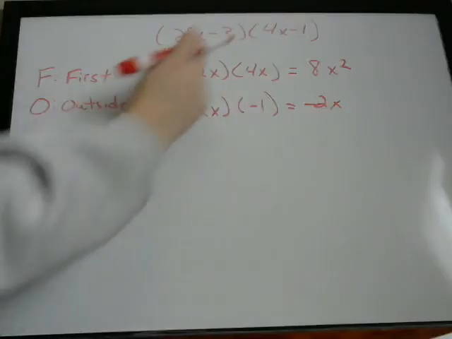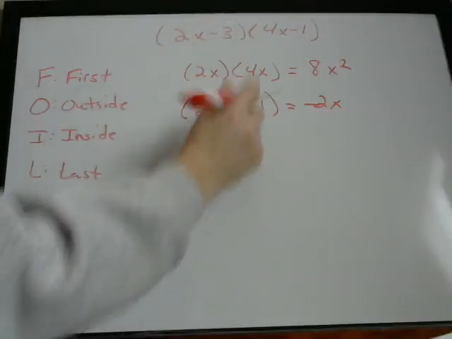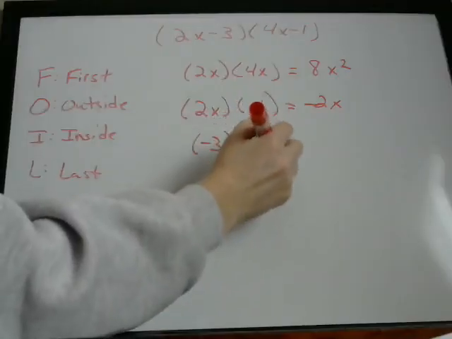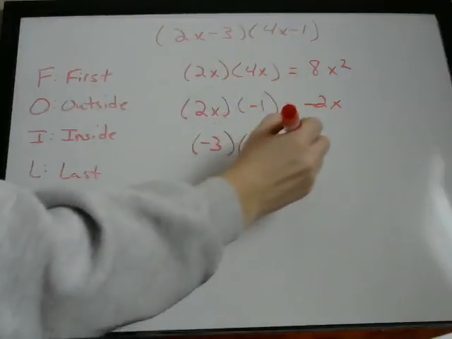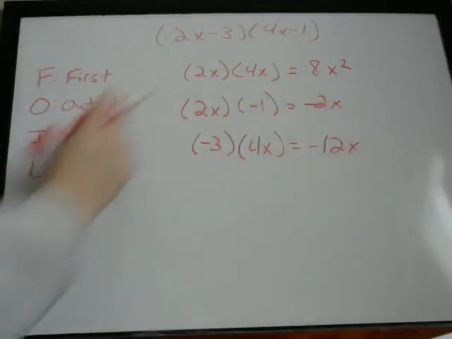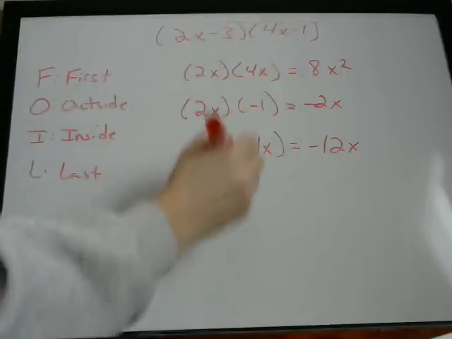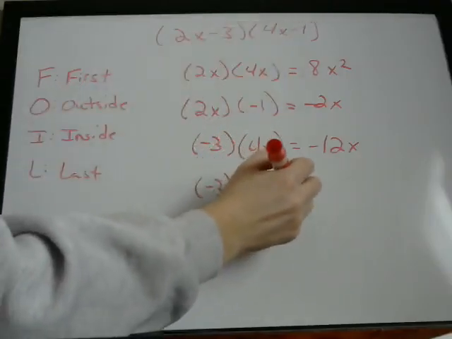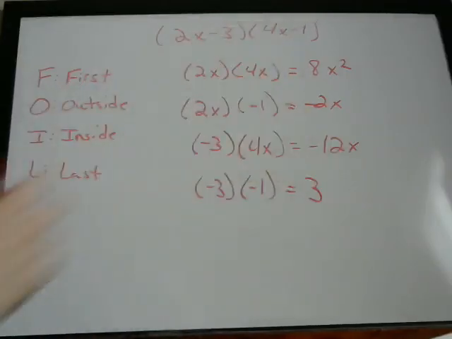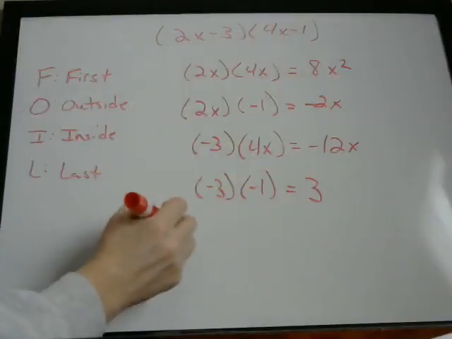x. Inside, this is a negative 3 times 4x. Negative 3 times 4 is negative 12. Negative 12x. Last, negative 3 times negative 1. Negative 3 times negative 1 is a positive 3. So then we just put this all together just like we did.